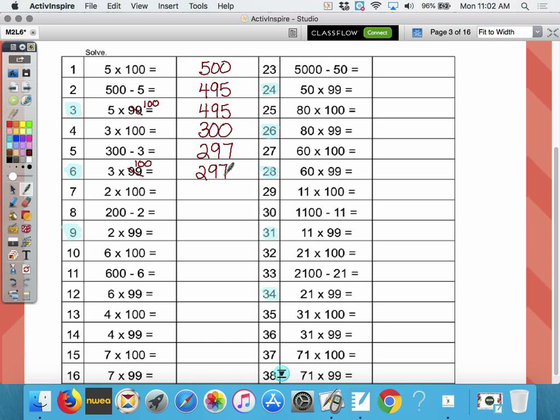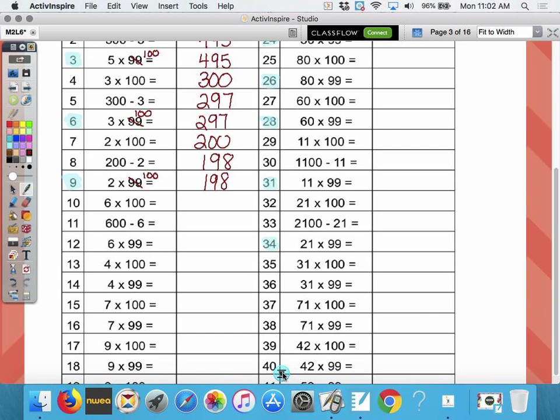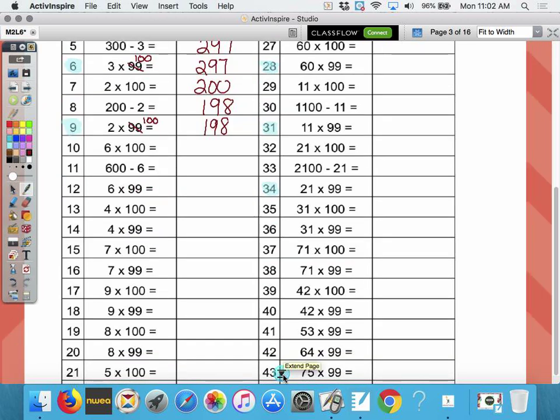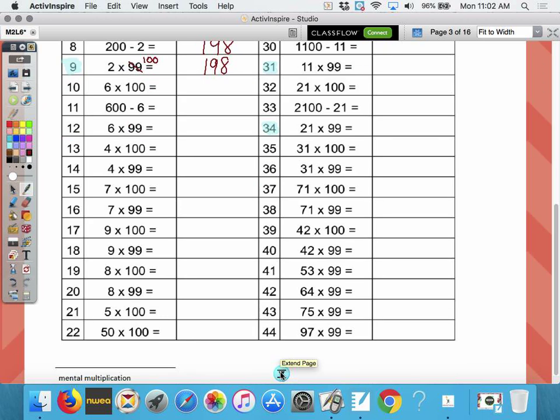Okay, to do 2 times 99, I'm going to think 2 times 100 minus 2. Okay, now let's go across and do some more difficult ones. To do 24, we actually have to back up all the way to 21. So take a look at 21. It's 500. Then how does it change? It goes to 50. So 5,000.